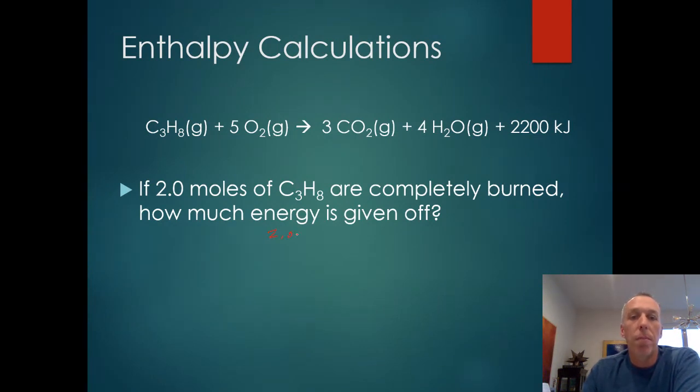So we have 2 moles of propane, and from the balanced chemical equation, 1 mole of propane will produce 2,200 kilojoules of energy. Notice our moles of propane cancel, and 2 times 2,200 is 4,400 kilojoules. So our balanced thermochemical equation not only gives us coefficients for all the substances, so we can just do stoichiometry like you've always done, but it also gives us the energy, which we can use like all stoichiometry ratios.